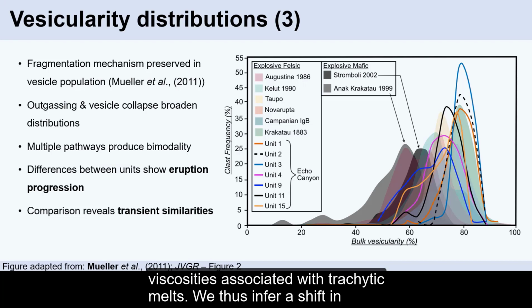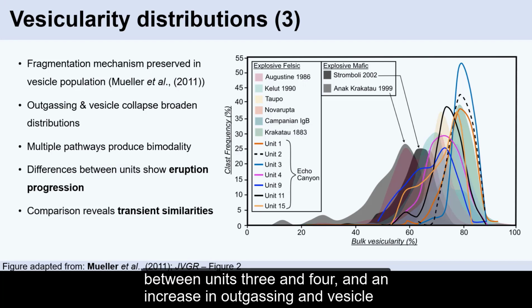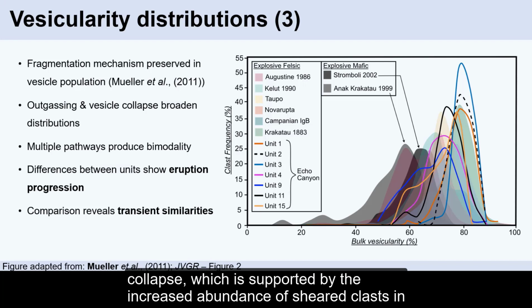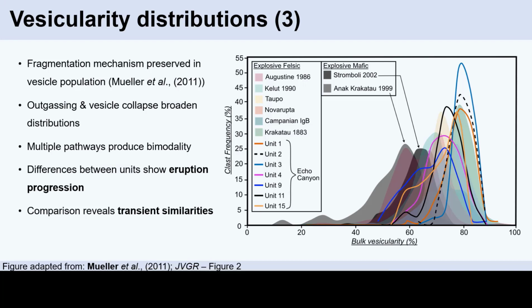We thus infer a shift in fragmentation mechanism from bubble interference to transient fragmentation between units 3 and 4, and an increase in outgassing and vesicle collapse, which is supported by the increased abundance of sheared clasts in Unit 3, which give way to an increase in dense clasts in Unit 4.